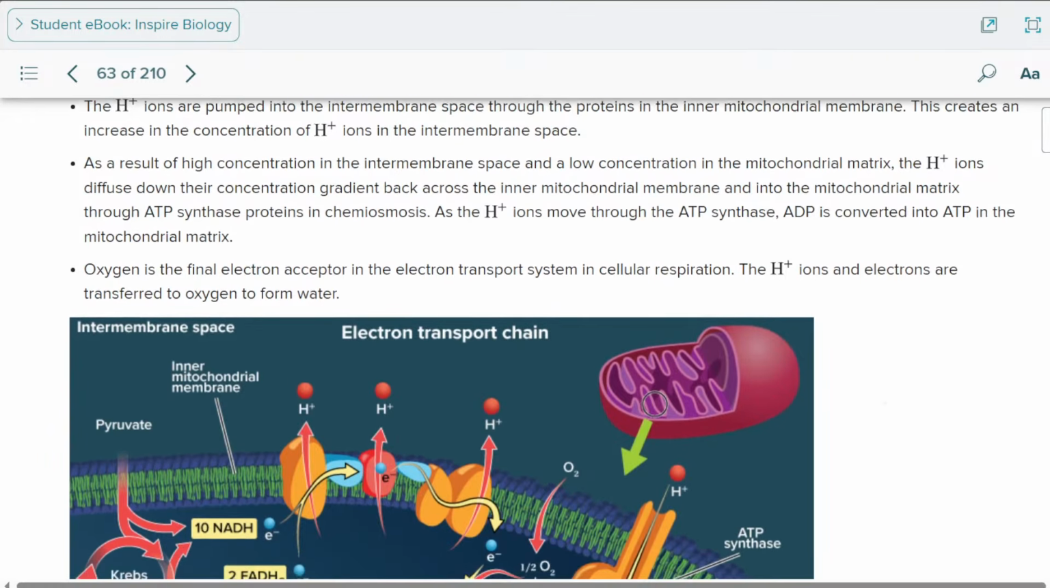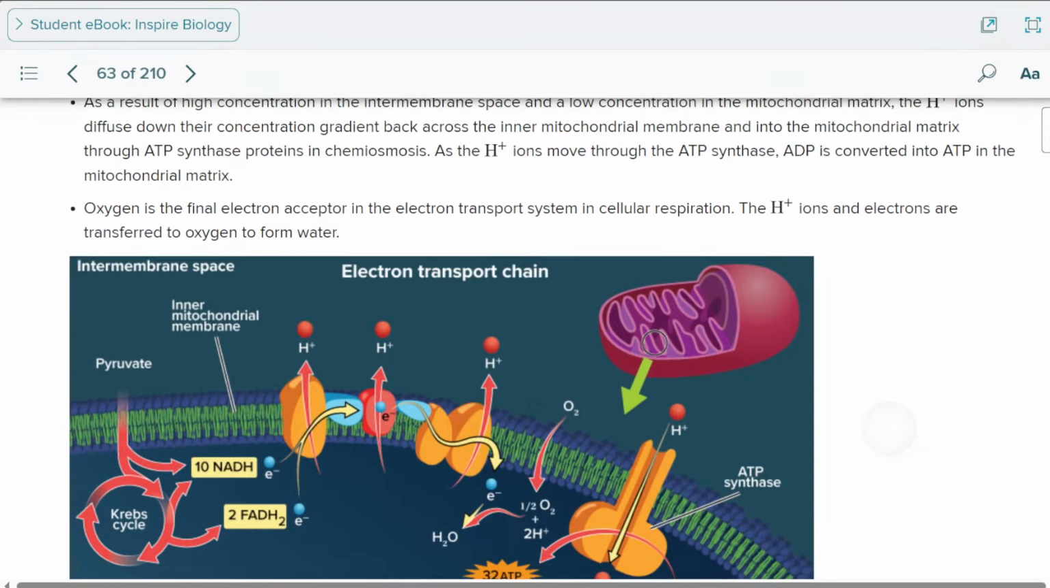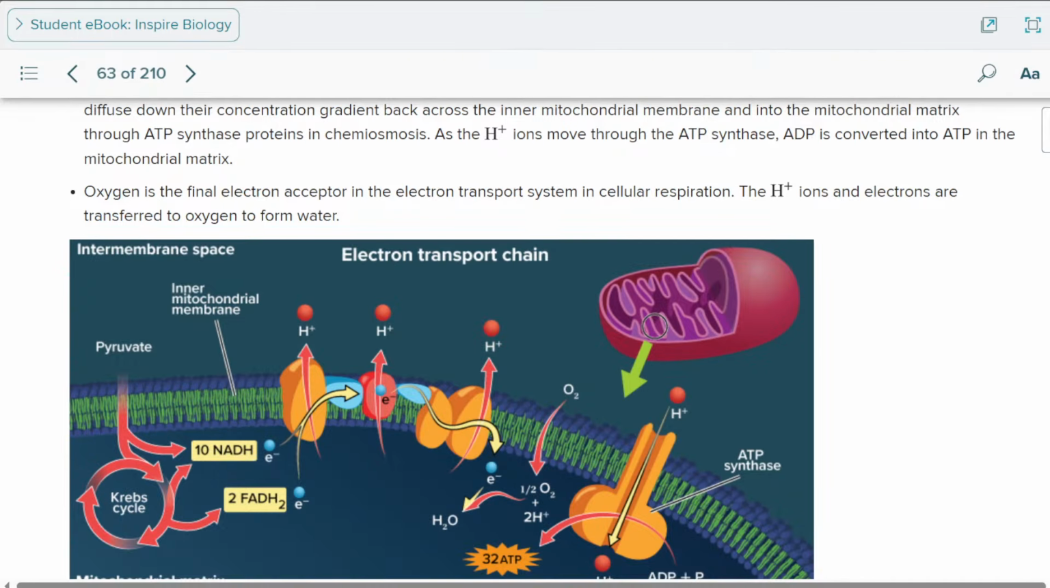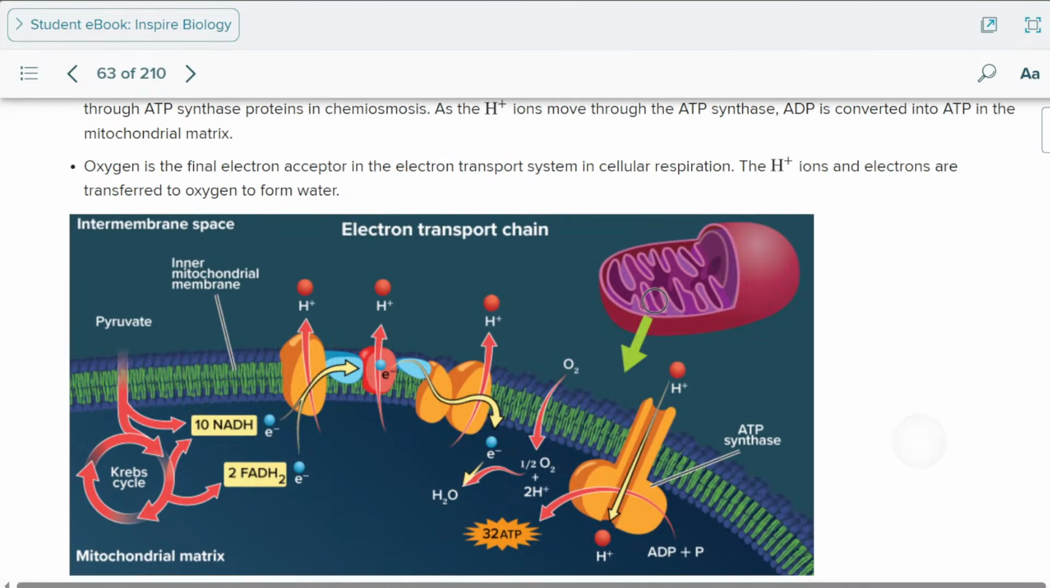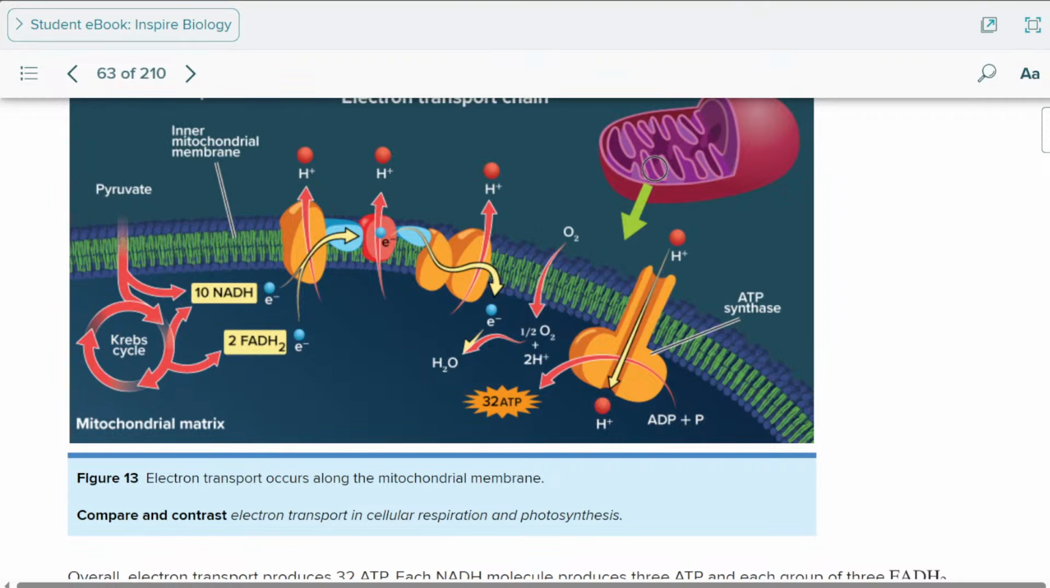As a result of high concentration in the intermembrane space and low concentration in the mitochondrial matrix, the H plus ions diffuse down their concentration gradient back across the inner mitochondrial membrane and into the matrix through the ATP synthase proteins, by chemiosmosis. As the H plus ions move through the ATP synthase, ADP is converted into ATP in the mitochondrial matrix. This is just like a scale. When the scale gets too much on one side, it needs to equalize itself. So the H plus ions go to the ATP synthase.